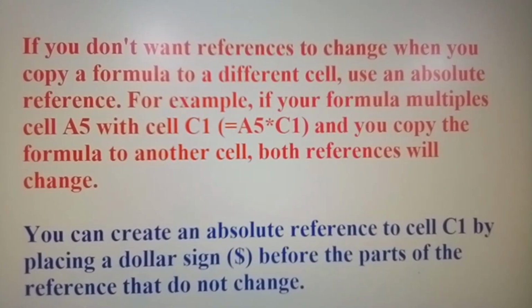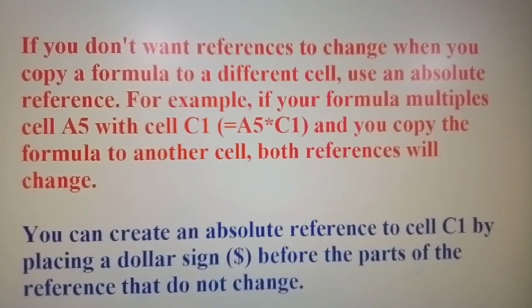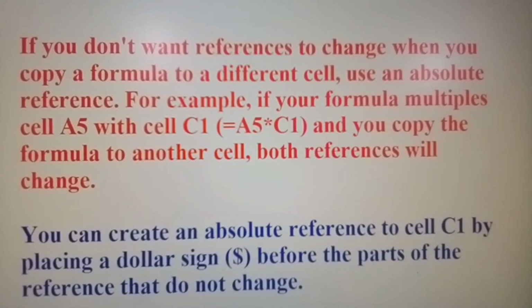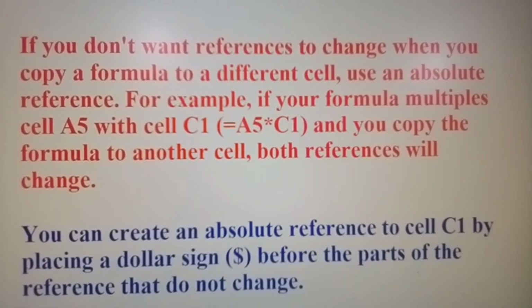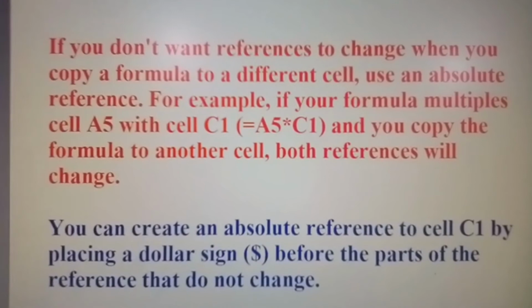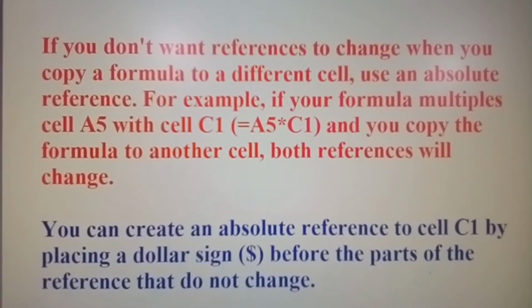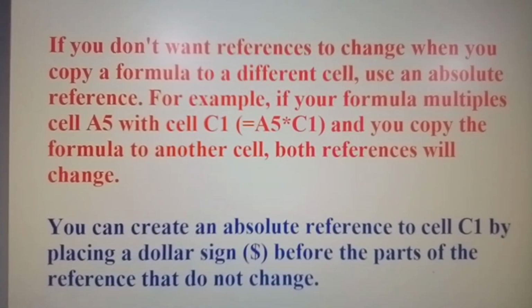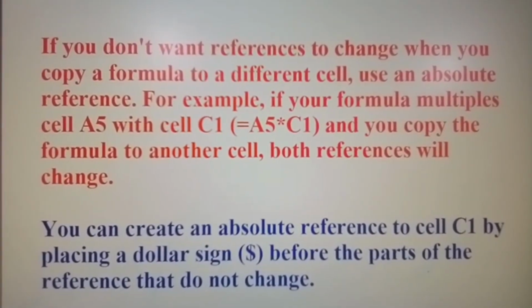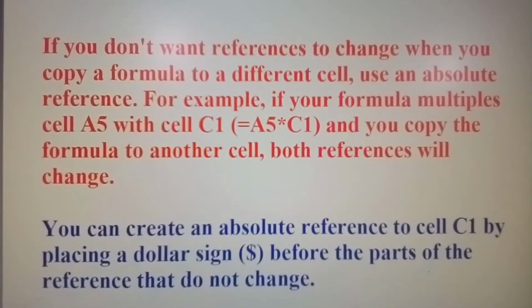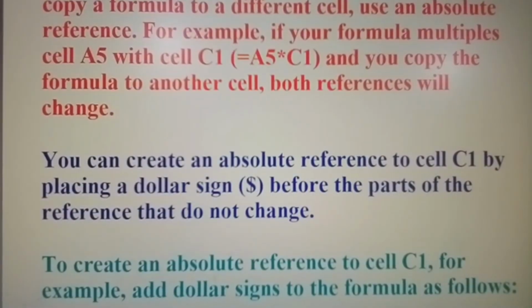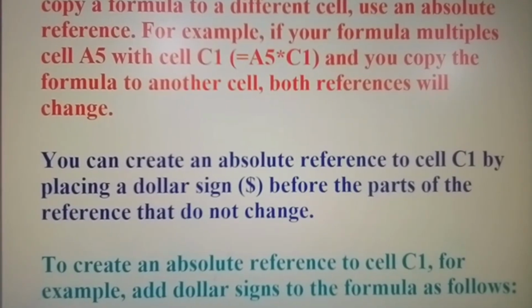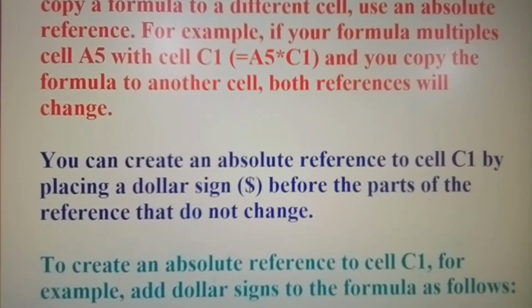You can create an absolute reference to cell C1 by placing a $ sign before the parts of the reference that do not change. Okay, so you are able to stop any changes happening by placing a $ sign before or after your specified change required. To create an absolute reference to cell C1, for example, add $ signs to the formula as follows: A5 times $C$1.